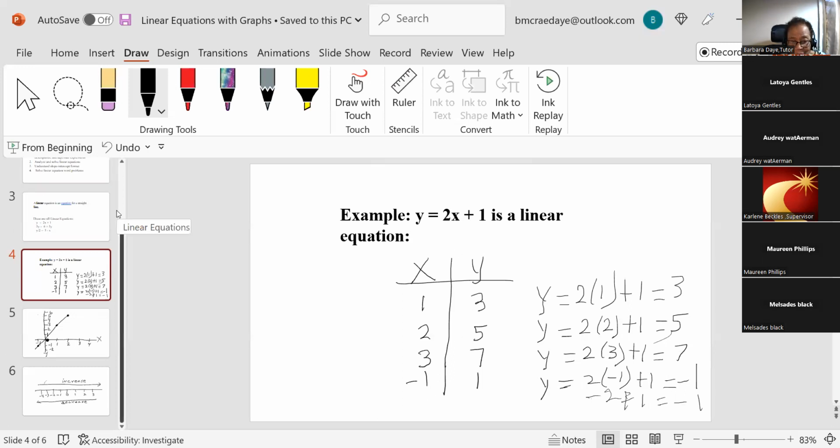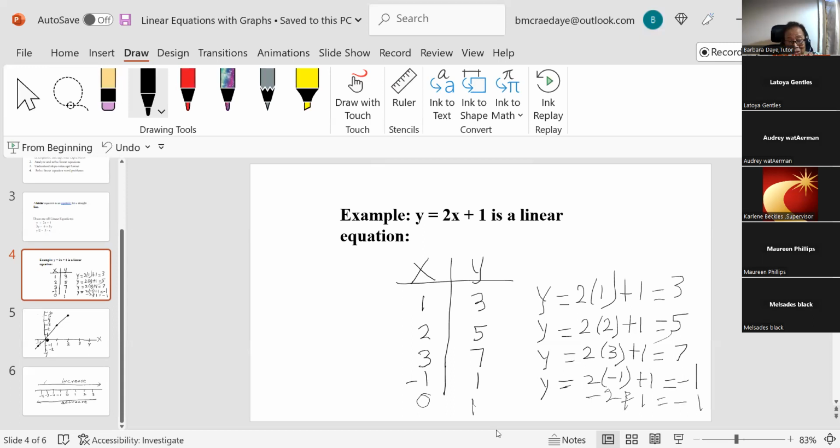Suppose X was 0. It'd be 2 times 0. What is 2 times 0? 2 times 0 is 0. What's 0 plus 1? 1. So when X is 0, Y is 1.